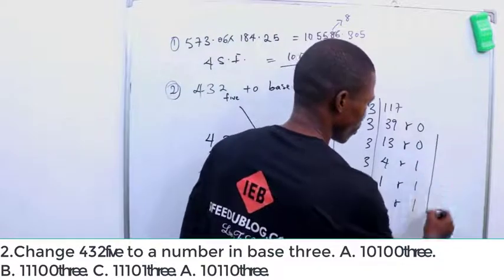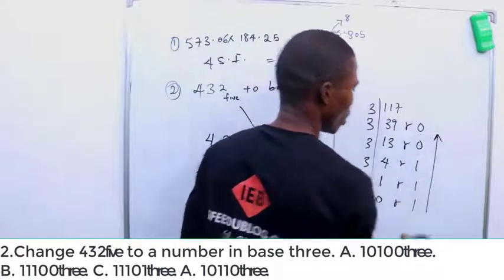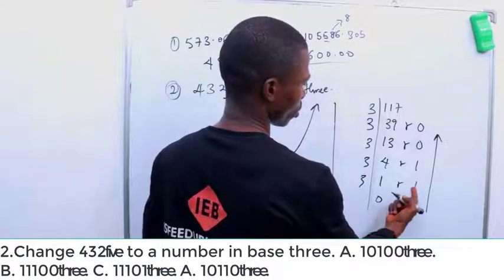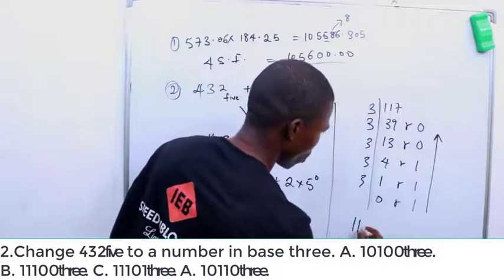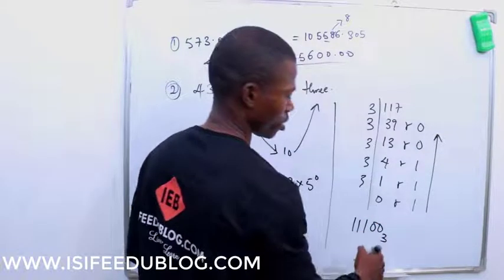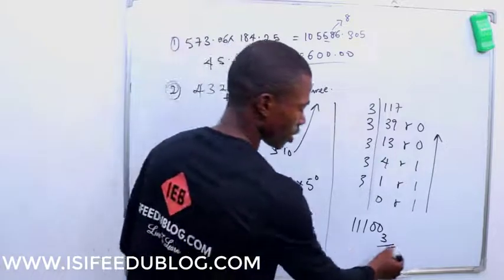So we pick our answer from bottom to top. We have now gotten to base 3. We pick our answer from the bottom to top, which is 11100 base 3. Okay, so this is our final answer.